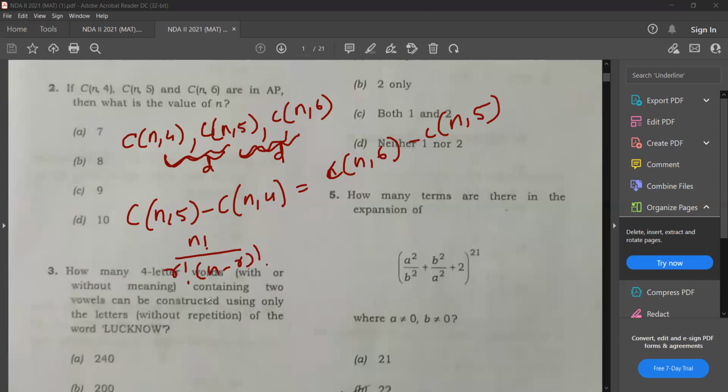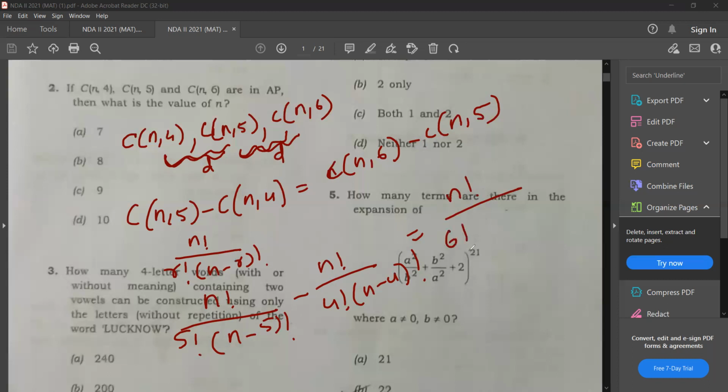So just substitute that. So that will be n factorial by 5 factorial into n minus 5 factorial minus n factorial by 4 factorial into n minus 4 factorial, that is equal to n factorial by 6 factorial into n minus 6 factorial minus n factorial by 5 factorial into n minus 5 factorial. So once you solve this, you'll be getting the answer as option A, 7.